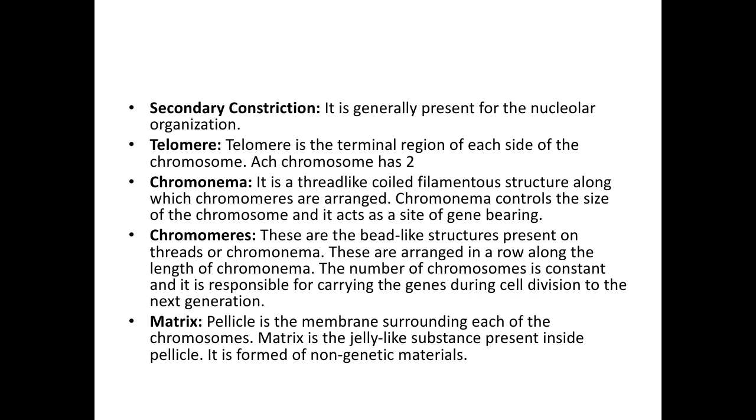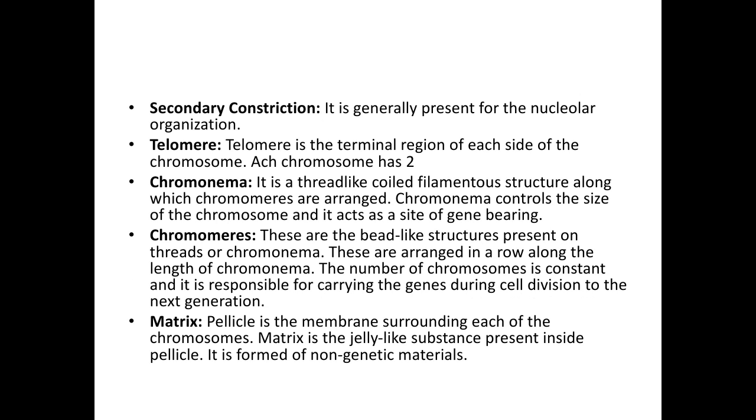Secondary constriction. It is generally present for the nuclear organization. Telomere. Telomere is the terminal region of each side of the chromosome. Chromonema. It is a thread-like coiled filamentous structure along which chromomeres are arranged. Chromonema controls the size of chromosome and it acts as a site of gene bearing.